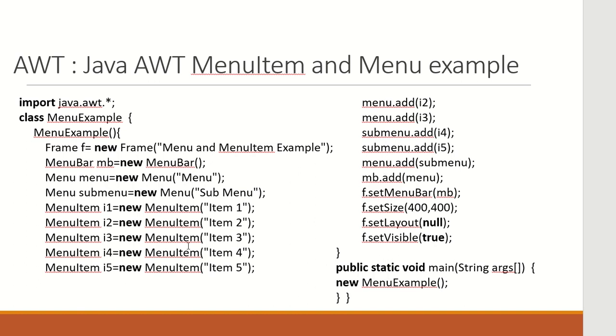So you are adding to the menu I1, then I2, I3. I think I missed I1 here, so there is an add statement for I1 as well. So menu.add(I1), menu.add(I2), menu.add(I3). Then you add I4 and I5 to the submenu, and then you add the submenu to the menu. Okay, so now your menu is ready.